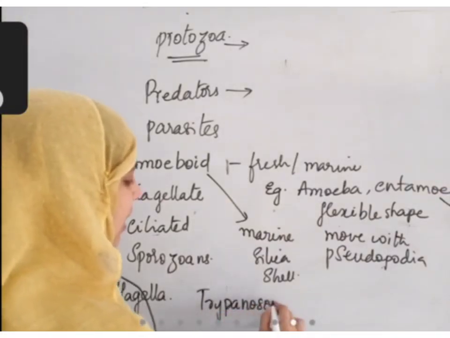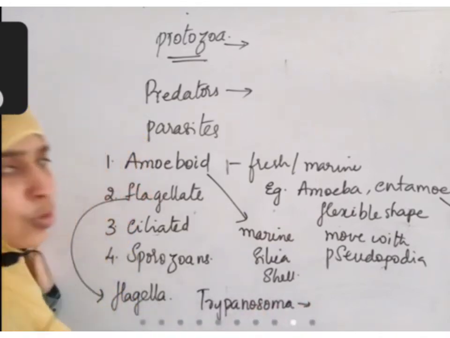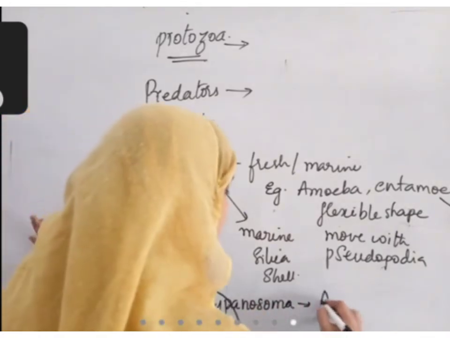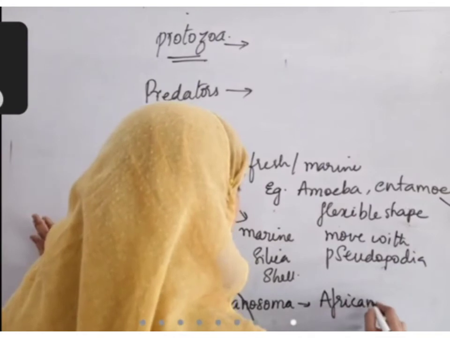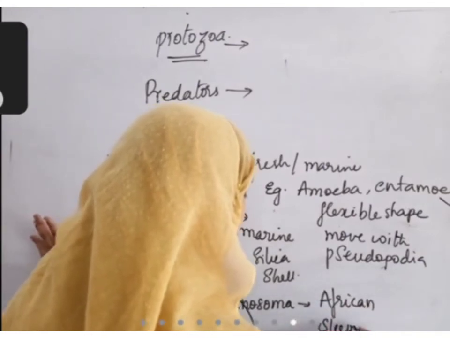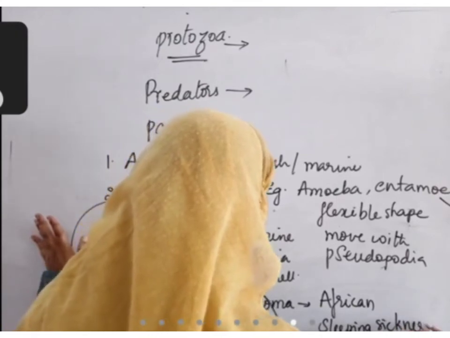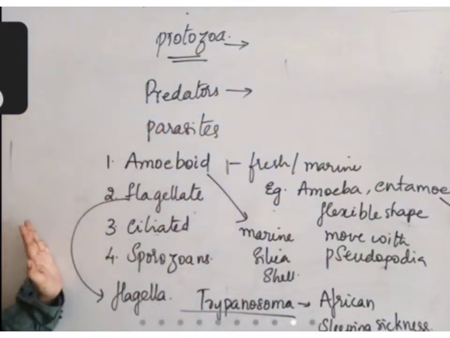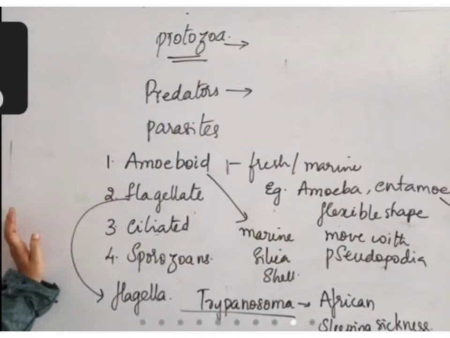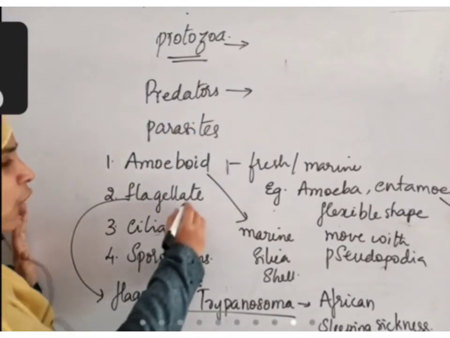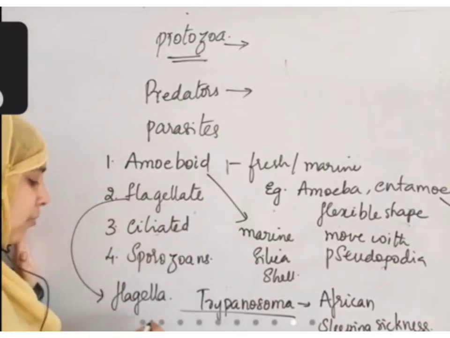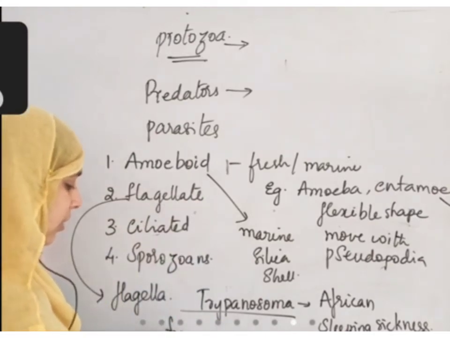Trypanosoma is a protozoa which causes African sleeping sickness. African sleeping sickness is caused by a protozoa named trypanosoma. Okay, so not all of them are parasitic, some of them are free living.